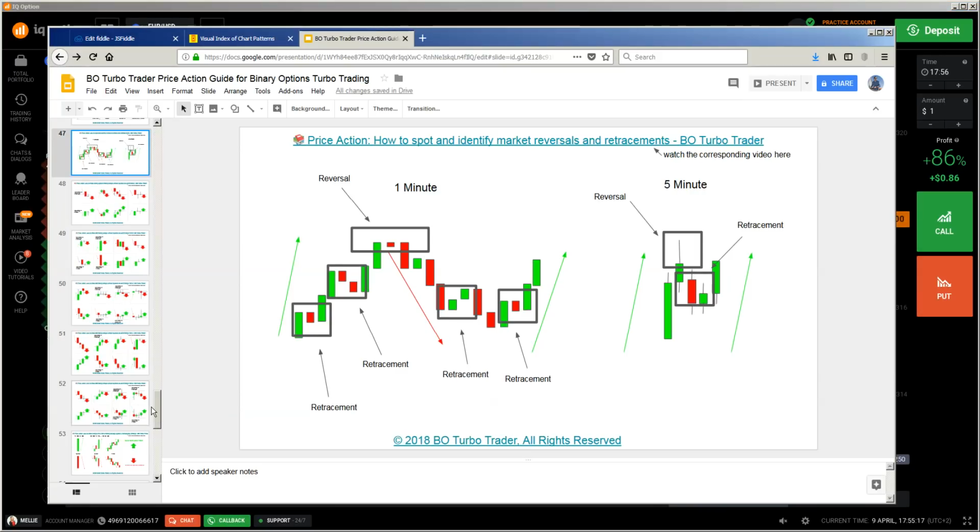This ebook contains the most important candlestick patterns, chart patterns, binary option turbo trading concepts, market condition, trend identification, rejection, and candlestick math, and a lot more concepts which can also be used for Forex, which I will show you in the near future.